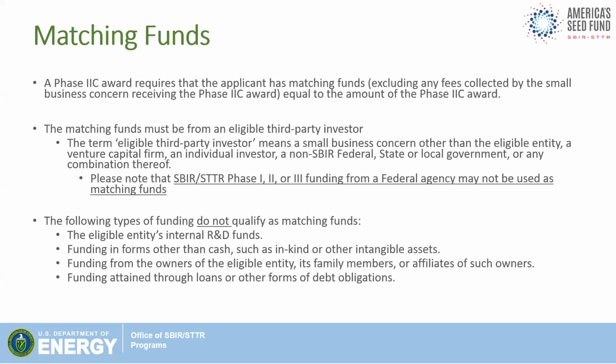What is unique about Phase 2C, in contrast with all of our other awards, is the applicant has to have matching funds equal to the amount of the Phase 2C award. And it must be from an eligible third-party investor. So it is a small business concern, but not the eligible entity. It would be a venture capital firm, an individual investor. It could be a government agency, but cannot be SBIR funding. And so SBIR funding may not be used as matching funds.